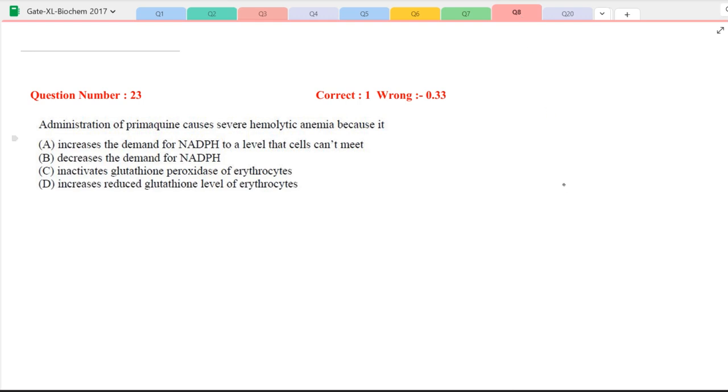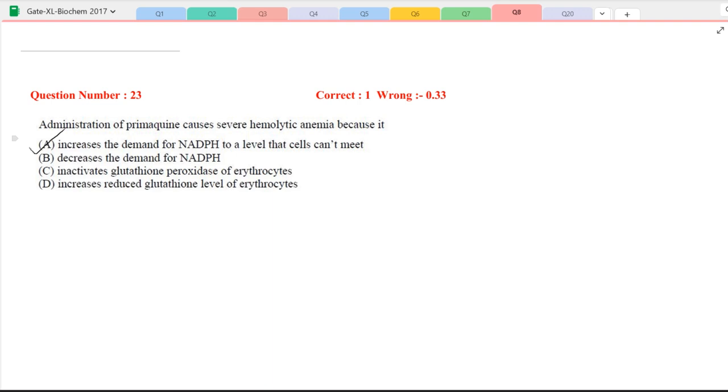Administration of primaquine causes severe hemolytic anemia because the mechanism of action of primaquine is to increase the demand for NADPH to such a level that the cells can't meet it. So basically NADPH is a metabolite that is also involved in the energy pathways, and primaquine increases this demand for NADPH to very high levels that the cells can't meet, and the RBCs, that is hemolytic anemia, results in disruption of all these erythrocytes. So that is how the drug acts.